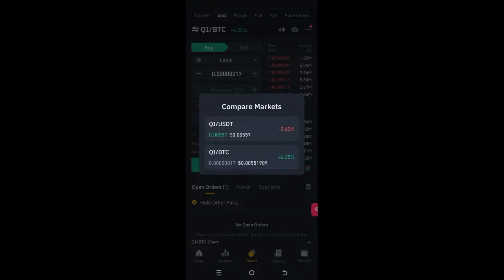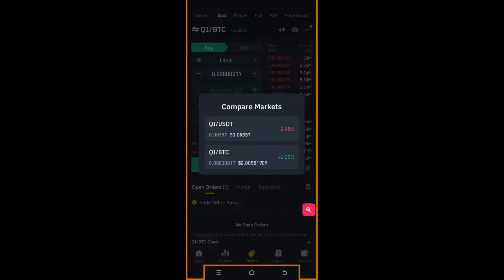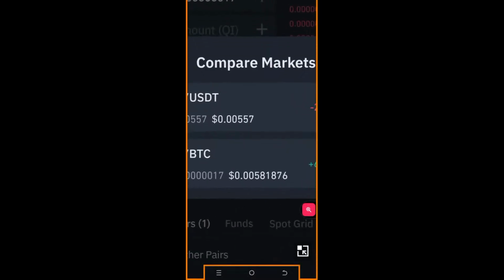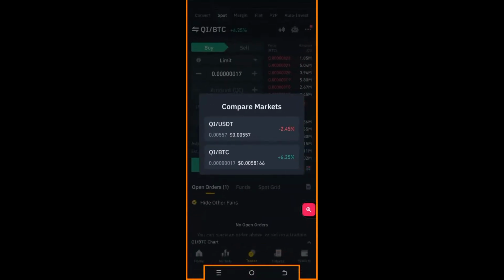Let me magnify this for you to see. You'll see that QI BTC is 0.058, while QI USDT is 0.0557. So obviously the cheaper one is USDT, so we're going to start with that.